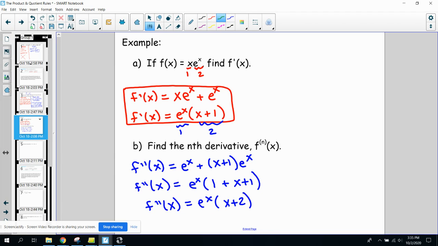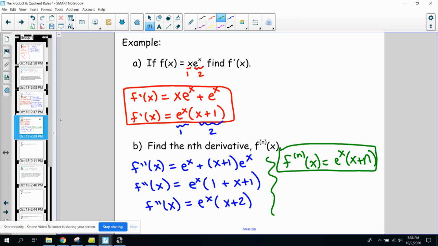So if I'm trying to find the nth derivative, we've got f, the nth derivative of x. We're going to have e to the x, x plus n, right? Whatever the number of the derivative is, we're going to add to the x here. So that's just a cool thing about e to the x.